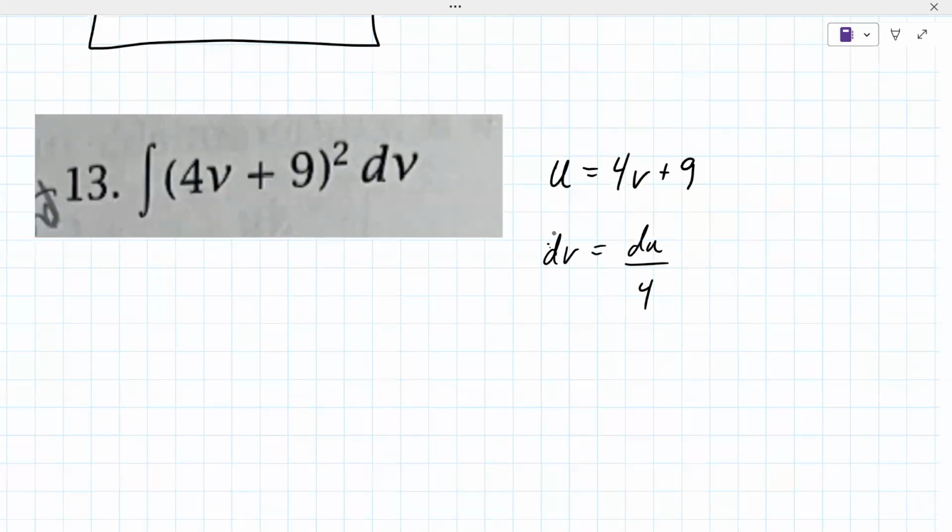So 4v plus 9. But you made a u-substitution. You're for sure going to replace that, and you also replace the dv. So v is u now, right? So instead of 4v plus 9, you're putting in u. Instead of dv, it's du over 4. Oh, okay. See if you can take it from there, please. u squared du over 4.